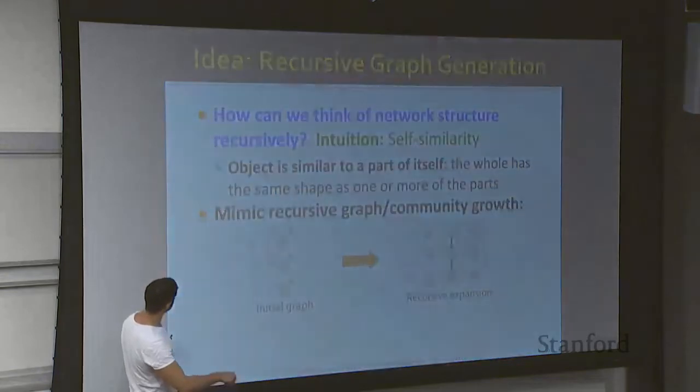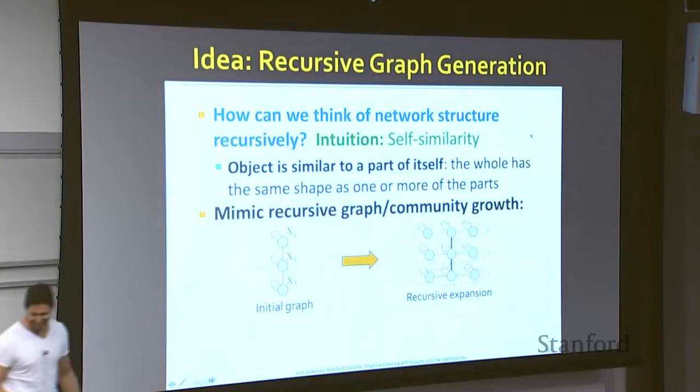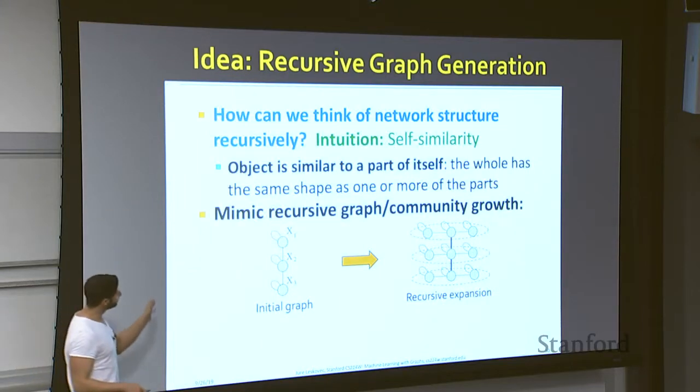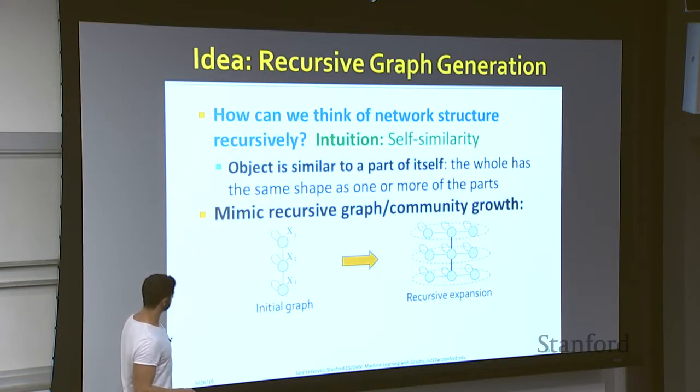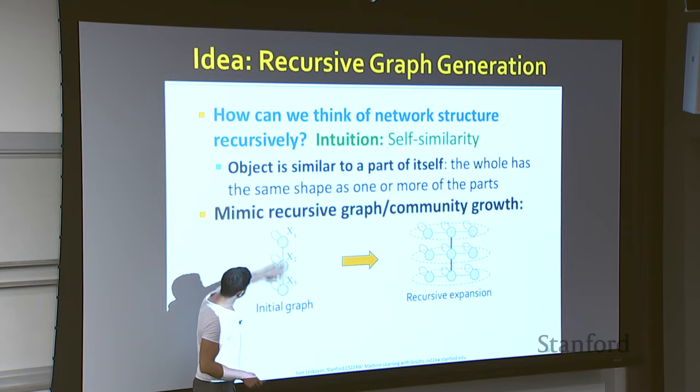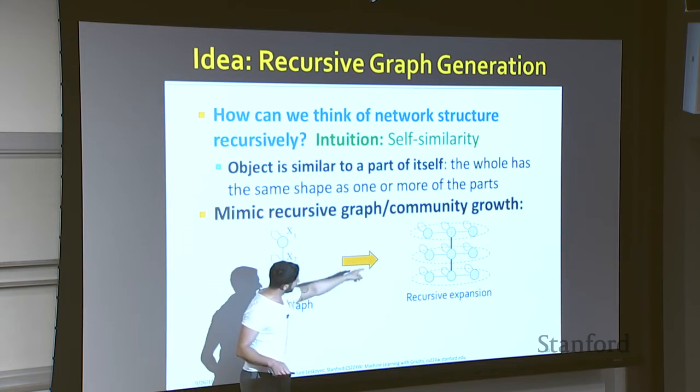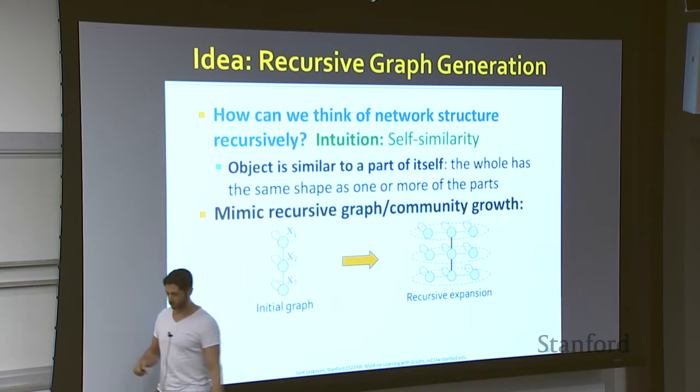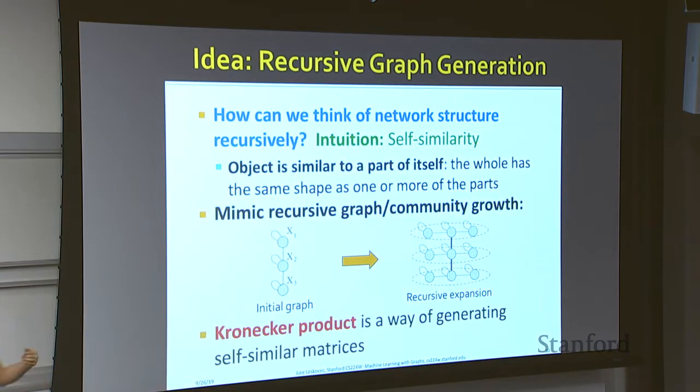We go from our, oops, my animation is not working. So we go from our initial graph to this first step of recursive expansion, okay? So you can recognize this initial one, replicate it 3 times, and then it's connected on each layer. So how do we bring this idea to something that scales to millions of nodes?